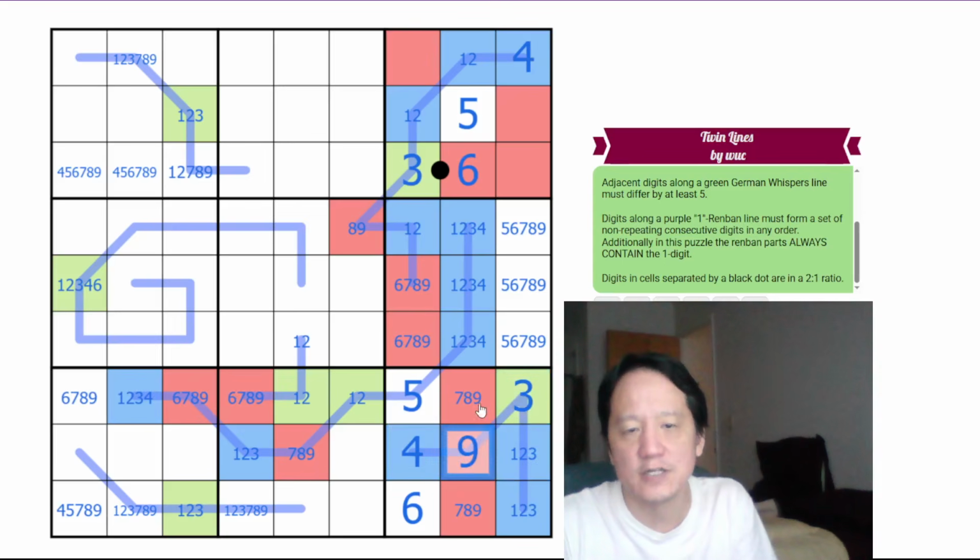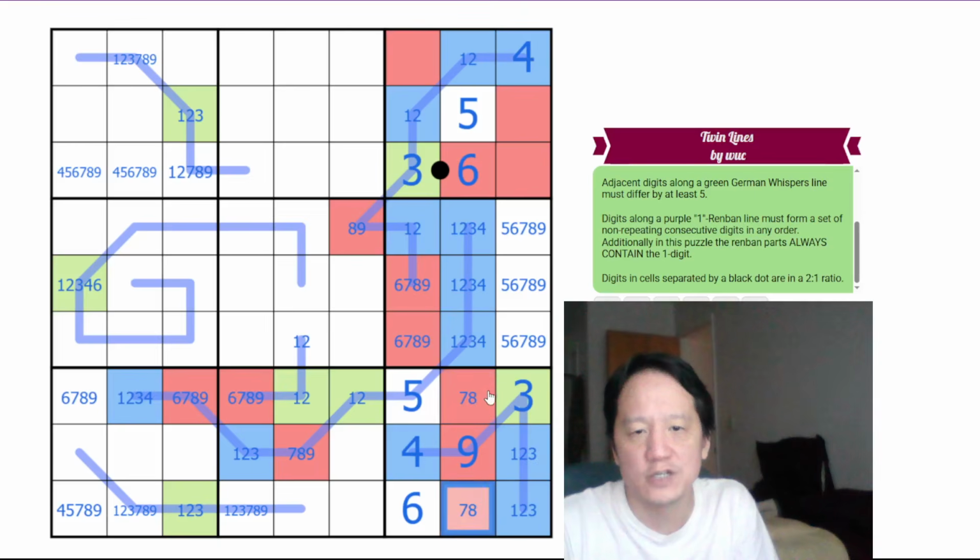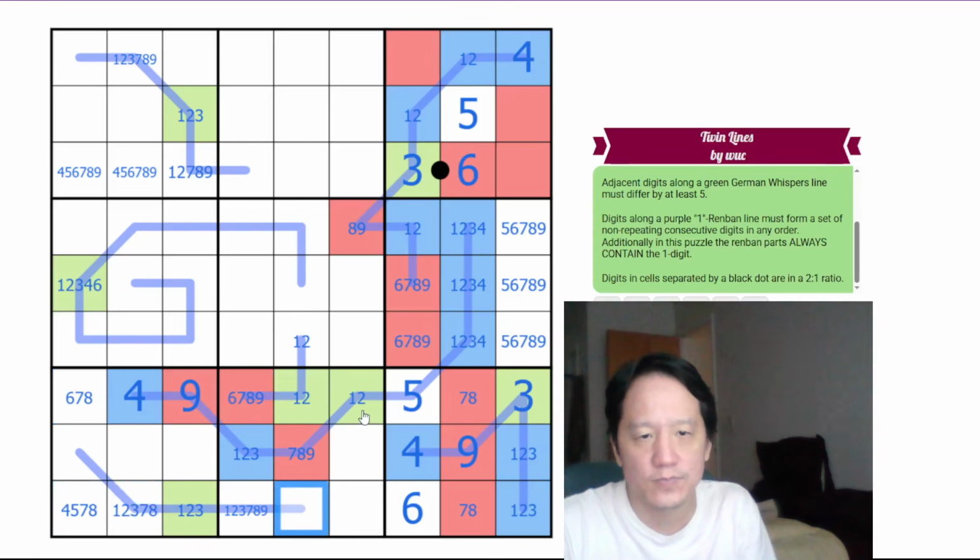4 must be next to 9 on the Whisper 5 portion. So this can't be 9 here. This can't be 1, 2, or 3. It's 4, which must be next to 9 on the Whisper 5 portion. So there's no 9 here, no 9 here. No 9 here. This can't be 9 either.